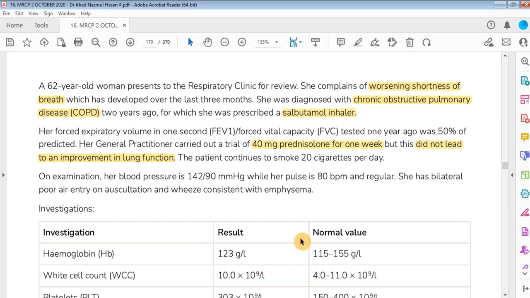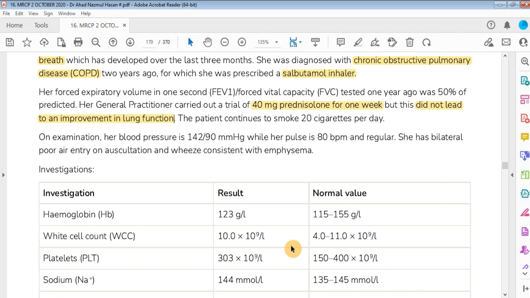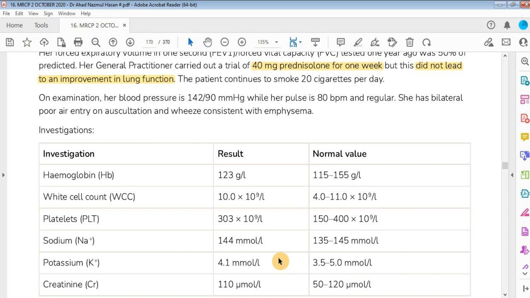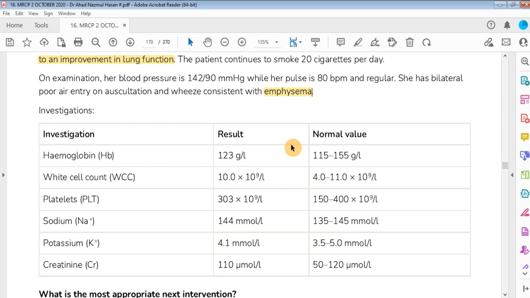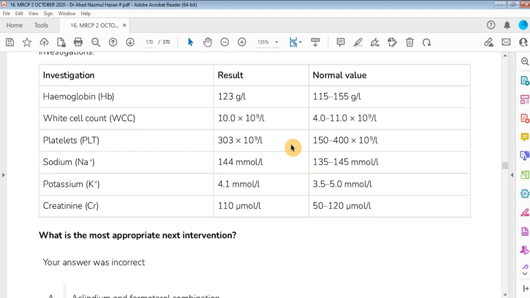Her FEV1 to forced vital capacity ratio was tested 1 year ago and was 50% of the predicted. Her GP carried out a trial of 40 milligram prednisolone for 1 week, but this did not lead to an improvement of lung function. The patient continued to smoke 20 cigarettes per day. On examination, BP 142/90, pulse 80 and regular. She has bilateral poor air entry on auscultation and wheeze consistent with emphysema. Hemoglobin normal, WBC normal, platelets normal, sodium normal, potassium normal, creatinine normal.